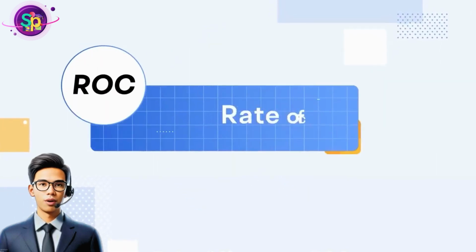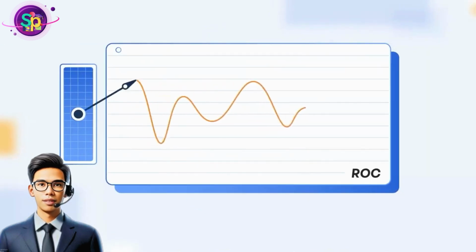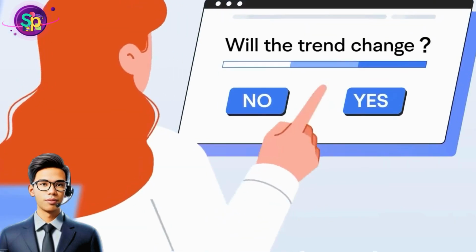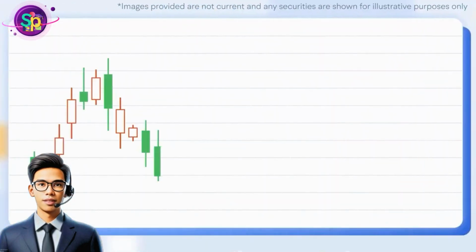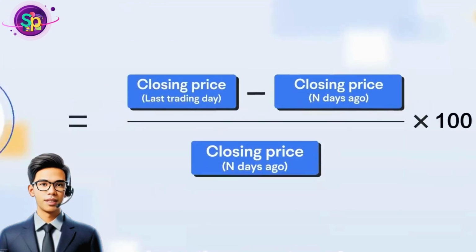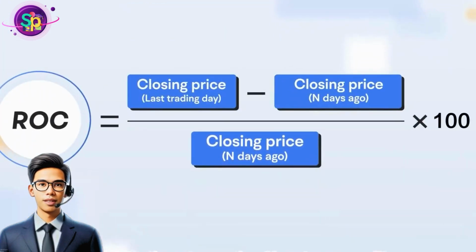The rate of change, or ROC, is a classic momentum indicator. Momentum traders usually use this indicator to predict short-term trend reversals. ROC compares the current price and the closing price N periods ago. By calculating the percentage change, ROC helps to identify the strength of buying or selling pressure.